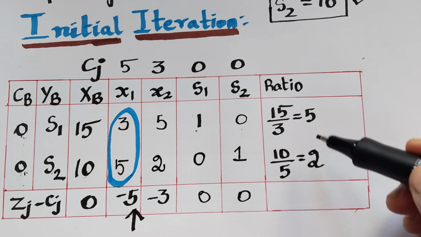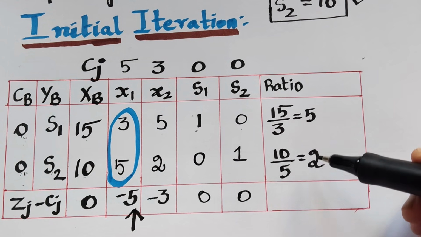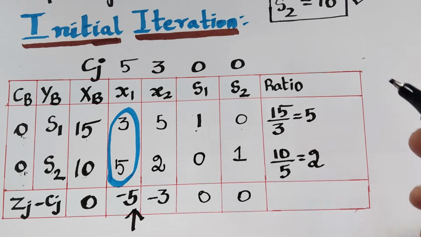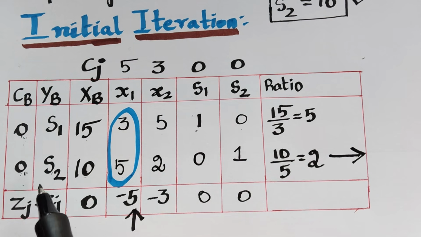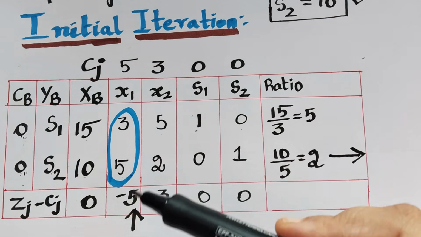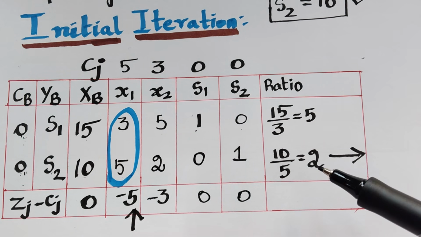And out of these two ratios, we have to choose the minimum value. So what is the minimum out of these two? This 2 is the minimum. So that will be the leaving variable. So S2 will be leaving the table and x1 will be entering the table. So we have to introduce x1 and drop S2 in our next iteration.